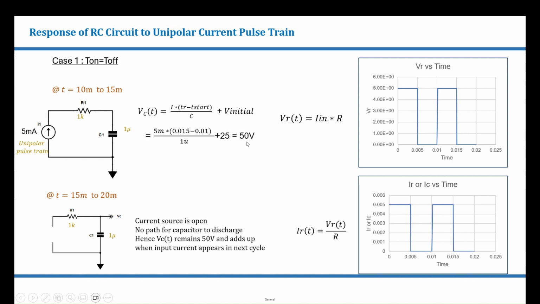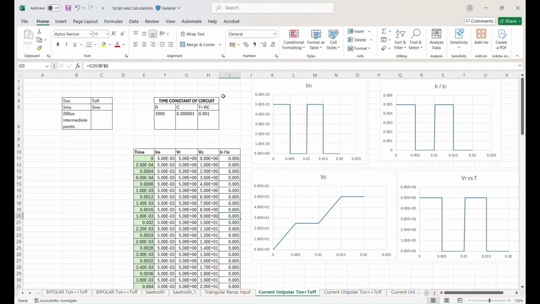Now to capture the precise charging profile of Vc, voltage across resistor and current flowing through the circuit, the calculation is repeated in Excel with finer time intervals of 200 microseconds. Let's look at that. This is the input that we are feeding to the RC circuit. On time is equal to off time is equal to 5 milliseconds. Voltage across capacitor, voltage across resistor and current flowing through the circuit is calculated every 200 microseconds.